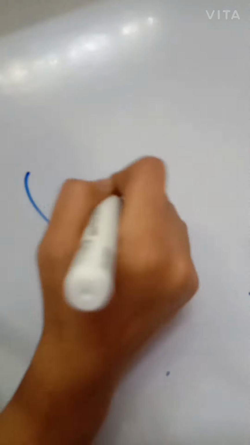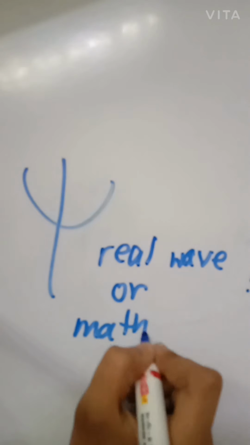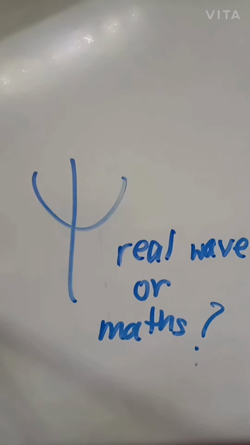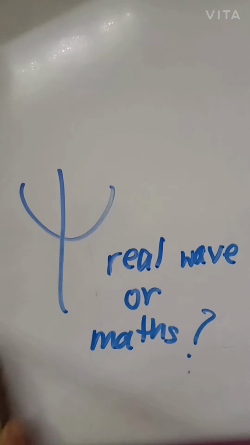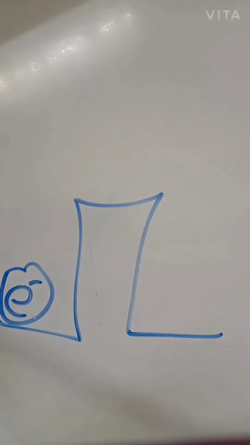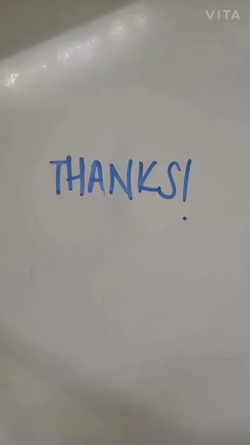But scientists are still confused whether the wave function is a real wave or just a mathematical model. But what they do know is that it perfectly explains the whole quantum tunneling thing and how the electron passes from here to here.